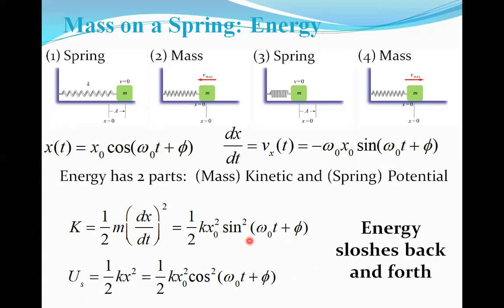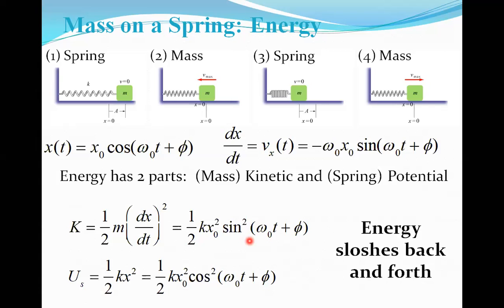Similarly, the potential energy of the spring, with restoring force constant k, can be written as half k x square. If you substitute the value, you'll get U equal to half k x naught square cos square omega t plus phi. It means energy sloshes back and forth.